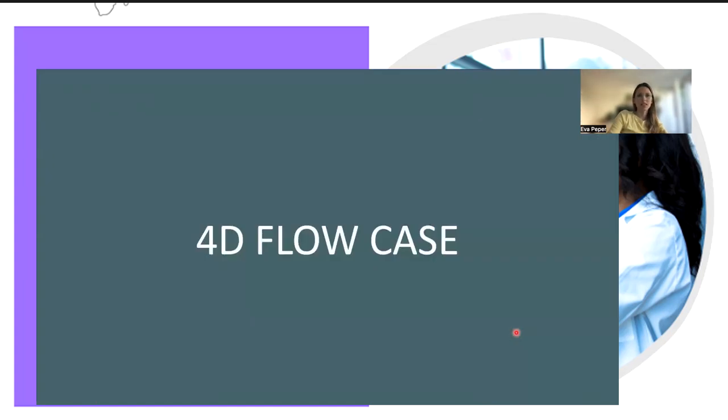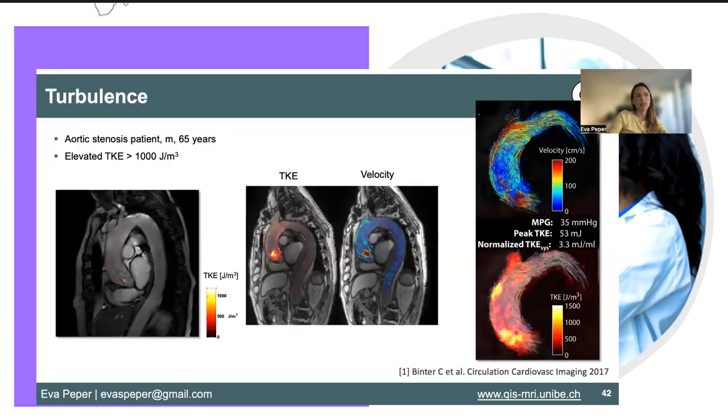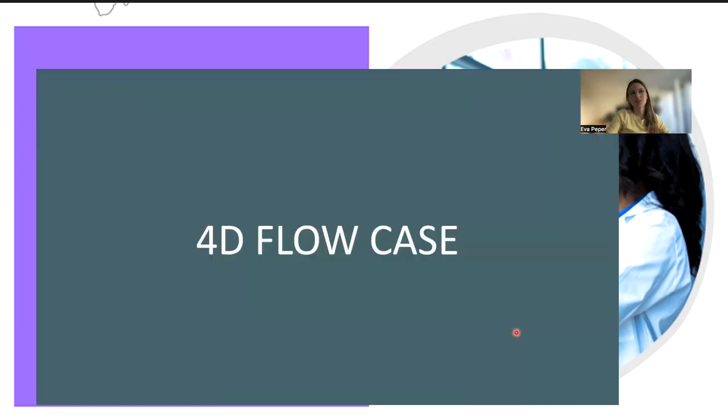So that's it from my side. I could talk even more about other aspects of 4D flow, but I don't want to make it too long. So if there's some discussion point, we can always discuss this afterwards.